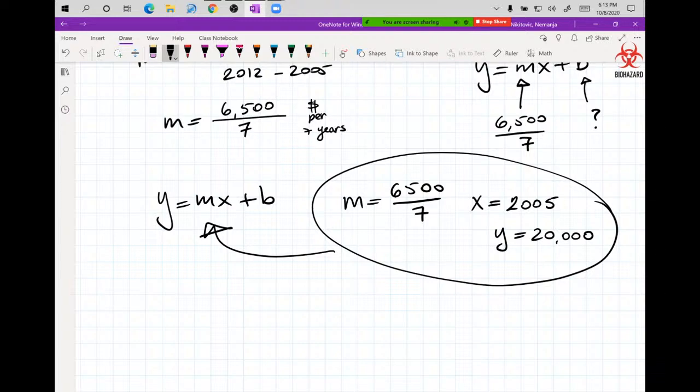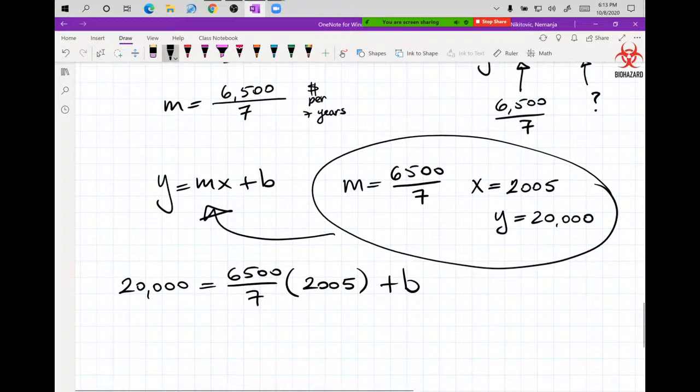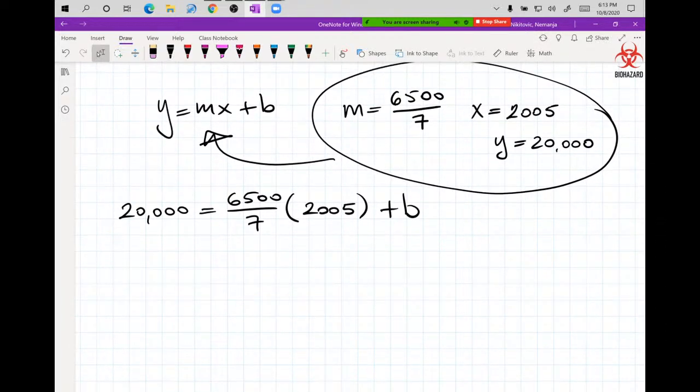equation. So y is 20k, m is 6500 divided by 7, x is 2005, plus b. You can use the calculator if you don't want to compute these things by hand. And once we solve this, we'll have b, and we can calculate for any year we want. Now, obviously, this is an applied problem, right? This is something that shows you how people come up with these equations which predict the future.